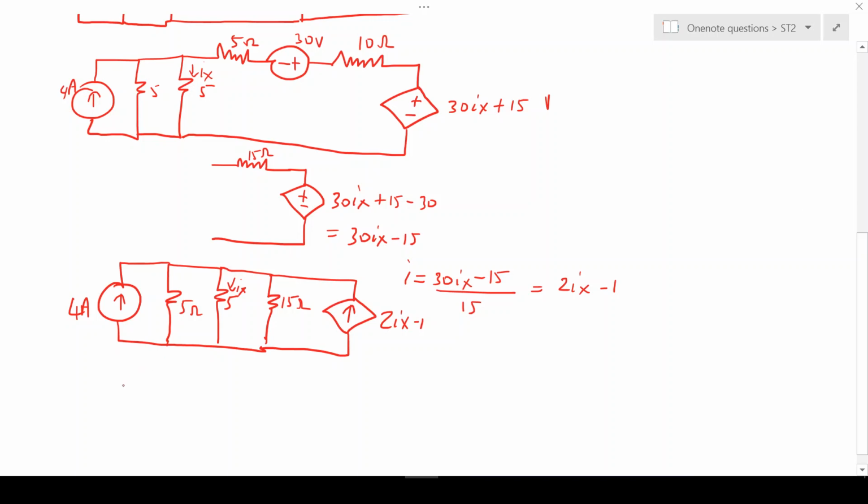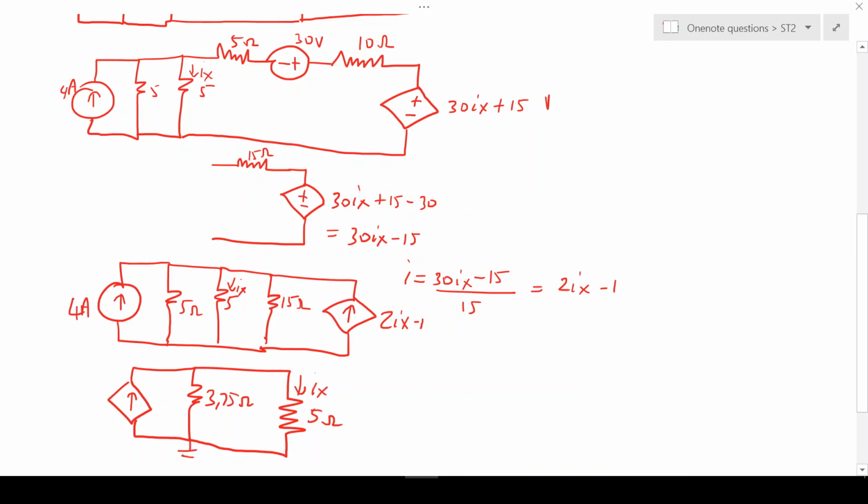So I'm going to have a current source, a resistance of 3,75 ohms, and a resistance of 5 ohms with the current Ix. What will the value of this current be? It should be the addition of 4 and the 2Ix minus 1. So it will be 2Ix plus 4 minus 1, which will be plus 3.